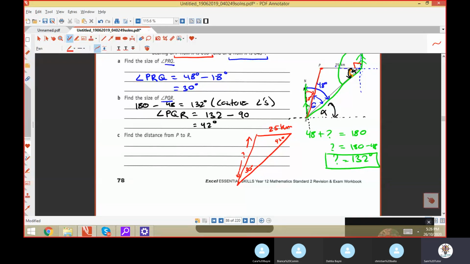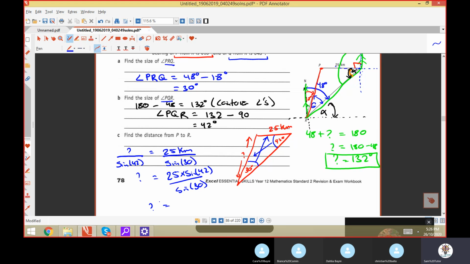What rule do we have to use here? It's sine rule, because we're trying to find the question mark. This angle goes to that side, this angle goes to that side. It's sine rule. So question mark over sine 42 is equal to 25 kilometers over sine 30. That's it, done. It's 25 times sine 42 over sine 30. You punch it all into your calculator, you're done.